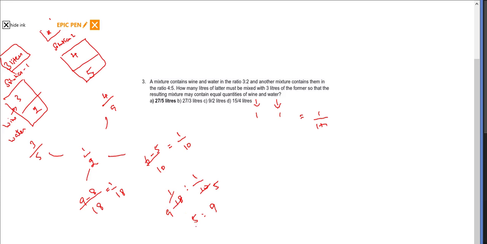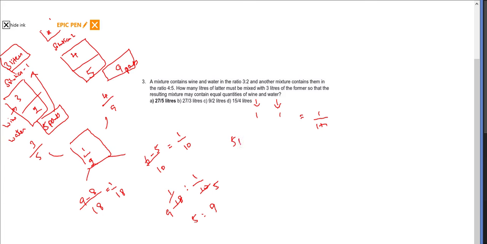5 is to 9. Okay, so I'm adding 5 parts of solution 1 to 9 parts of solution 2. If I add it in this particular ratio, I'm going to get 1 part wine and 1 part water, and I already know that 5 parts is 3 liters. So what is 9 parts?